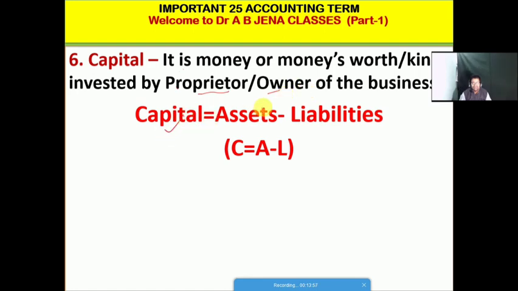So capital is equal to assets minus liabilities. In short form, C stands for capital, A stands for assets, L stands for liabilities. So C, capital, is equal to assets minus liabilities. So in the previous term we have already discussed.